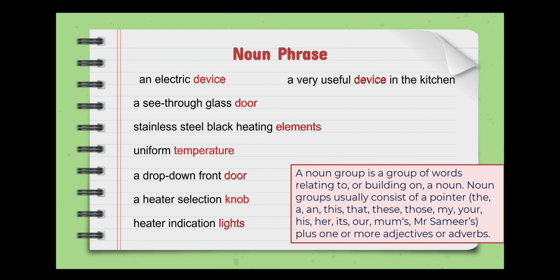A noun group is a group of words relating to or building on a noun. Noun groups usually consist of a pointer: the, a, this, that, these, those, my, your, his, her, its, our, mum's, Mr. Samir's. All of these are called pointers, plus one or more adjectives or adverbs.